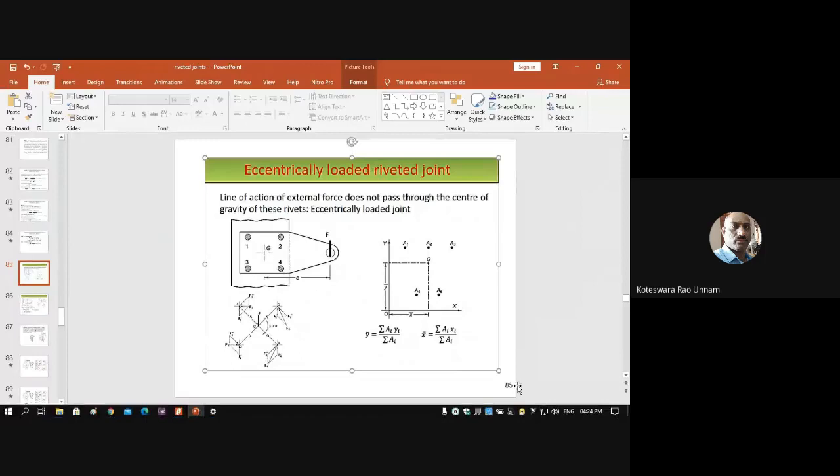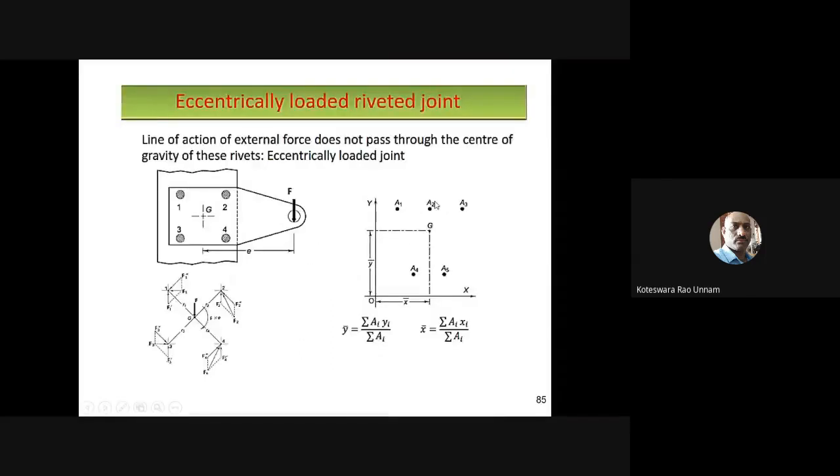So these are the formulas to compute the center of gravity of the rivet system. Let us say I have rivets located something like this, 5 rivets. The area of the first rivet is A1, the second is A2, the third is A3, the fourth is A4, and the fifth is A5. Then I want to identify the G value, that is the center of gravity of this rivet system. For that, somewhere I have to fix the origin.